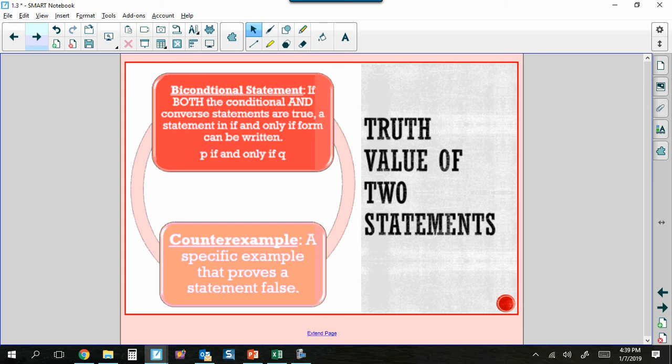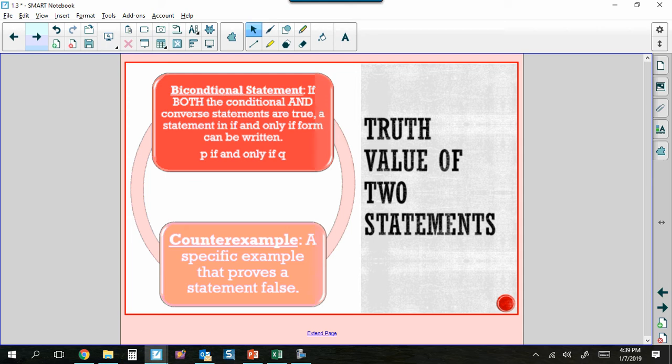So if P then Q is true, and if Q then P is true, you can combine them and make one sentence saying P if and only if Q. We would not be able to write that with our example because they're both not true. It doesn't work both ways. What messed us up was if it's the weekend, then it's Saturday. But we know darn well Sunday's the weekend. So we cannot write a biconditional for that statement.